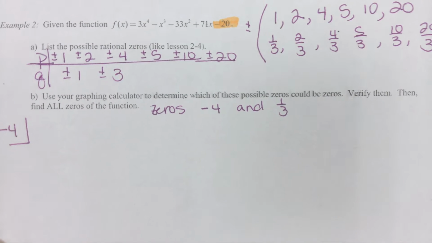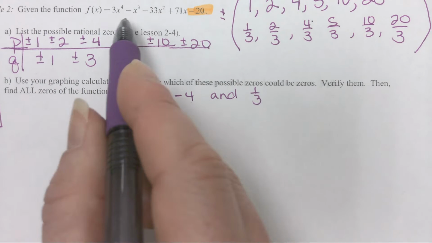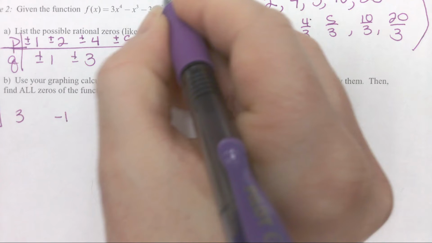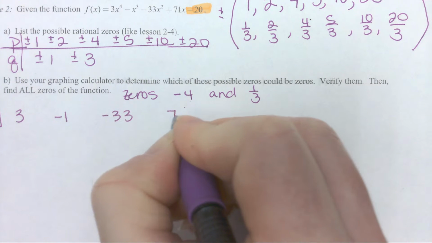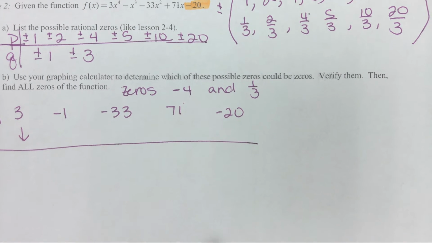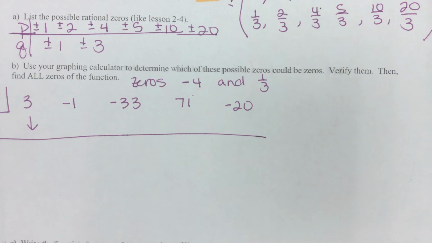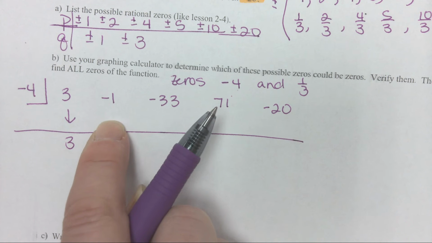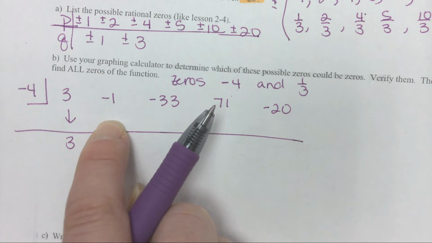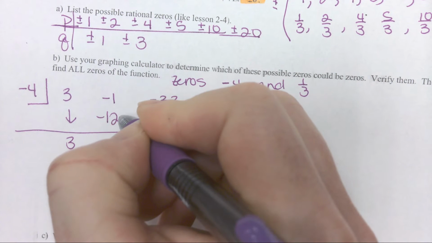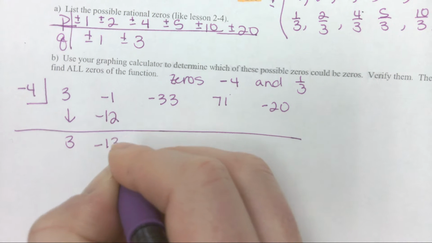Okay, so I am going to take, it's going to be exactly, the 0 matches what's in the box. When I write it as a factor, it's going to be x plus 4, but I have a 3, a negative 1, a negative 33, a 71, and a negative 20. Okay, so this is a 3. What goes here? Negative 12. Good. Then I do negative 1 plus negative 12 is negative 13.